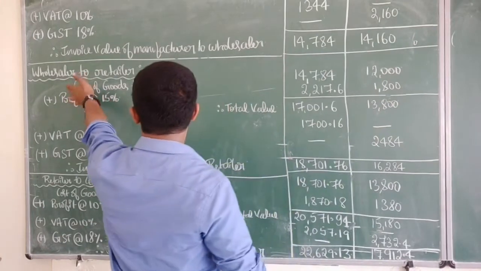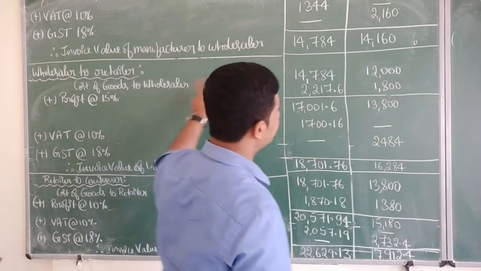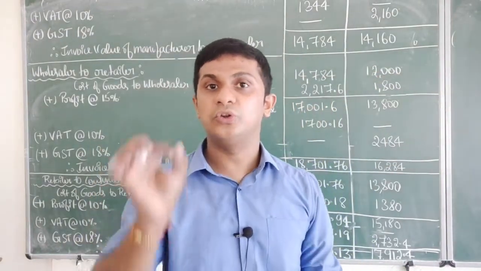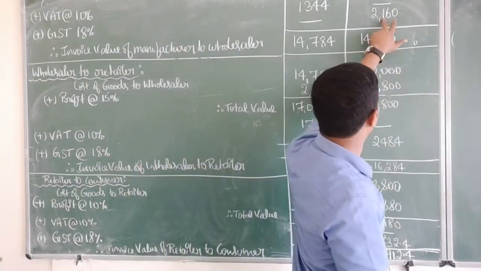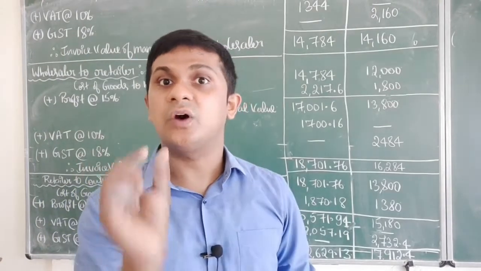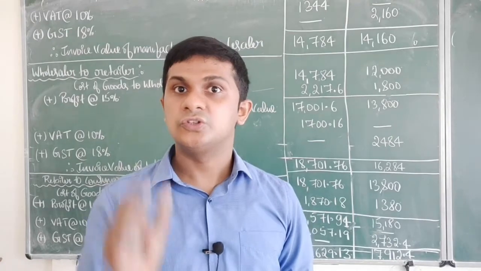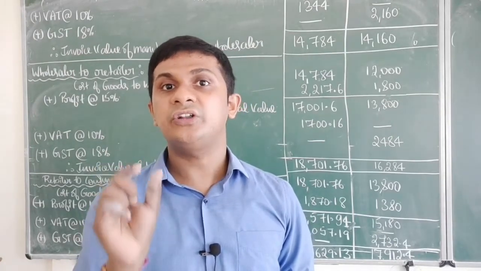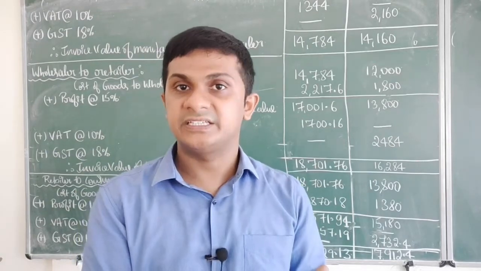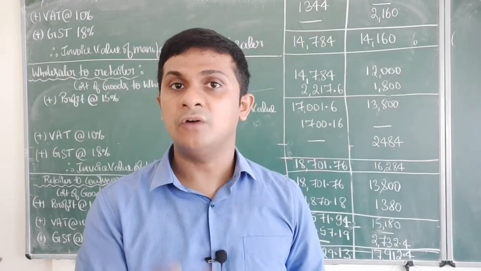So in the case of wholesaler to retailer, when it comes to cost of goods to the wholesaler, I have taken 12,000, which is the invoice value excluding GST. So excluding GST, 12,000, that value I have taken. So this is one important point you have to consider in this kind of calculation. With GST, we should not take the value including GST, we have to take the value excluding GST. This you have learned in the concept of value of supply.